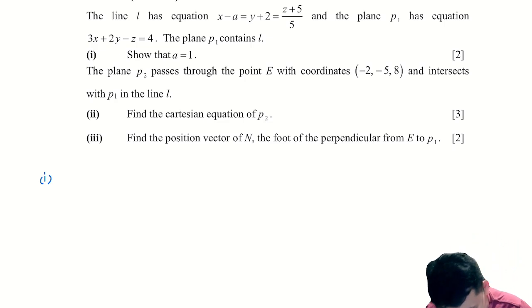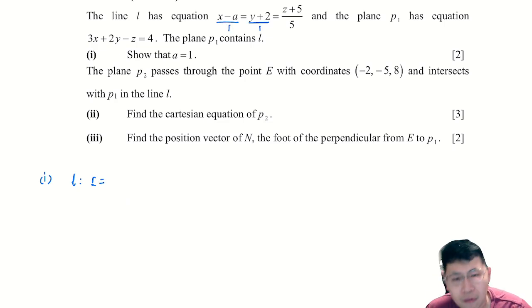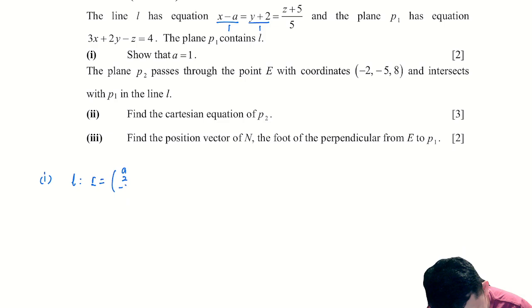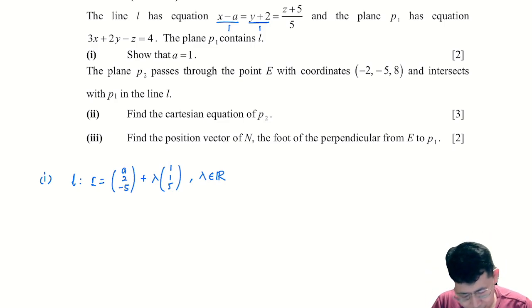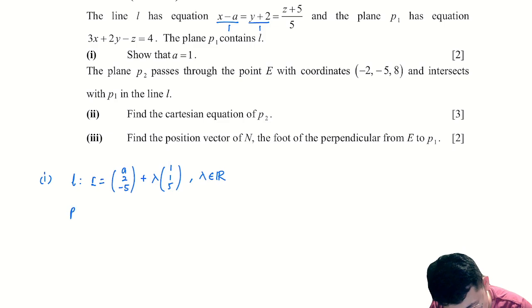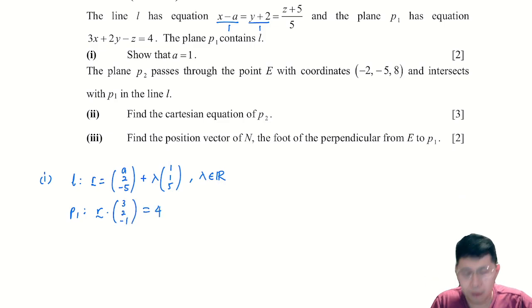So our equation for line L would be in the form of x minus a over 1, y plus 2 over 1. I think we can see that this would be a, 2 and negative 5, plus lambda of 1, 1 and 5, where lambda is a real number. Then for our plane, P1 would take the form of r dot the normal vector 3, 2, negative 1 equals 4. So this is how we set up this question.